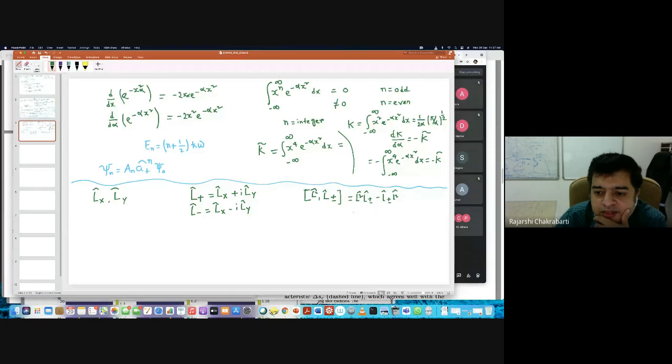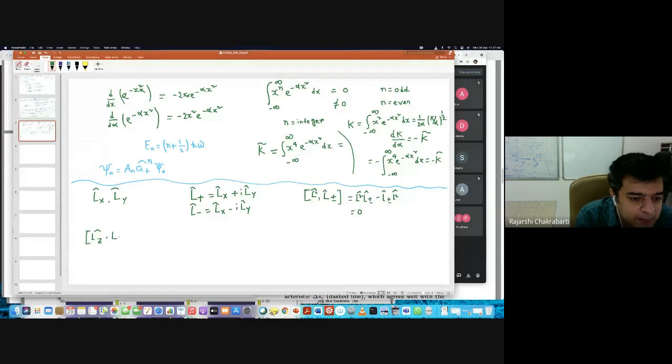What is the answer? Can anyone tell me? 0. Just without doing the math. It is going to be 0 because L square commutes with Lx and Ly. You can do this explicitly and check, but it's going to be 0.